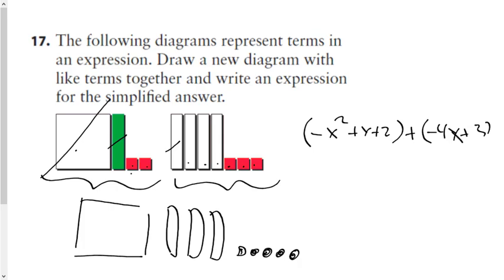equals negative x squared minus 3x plus 5.